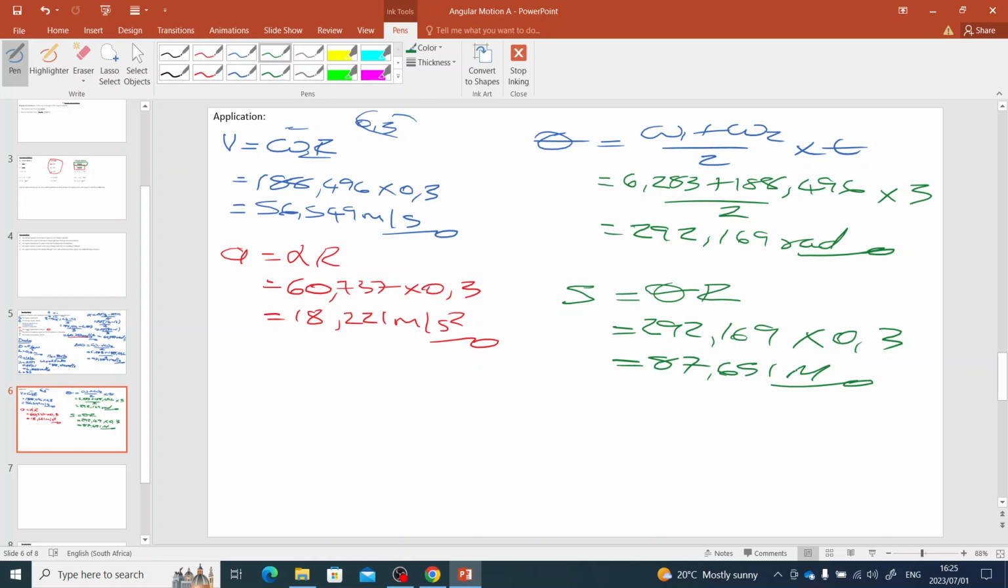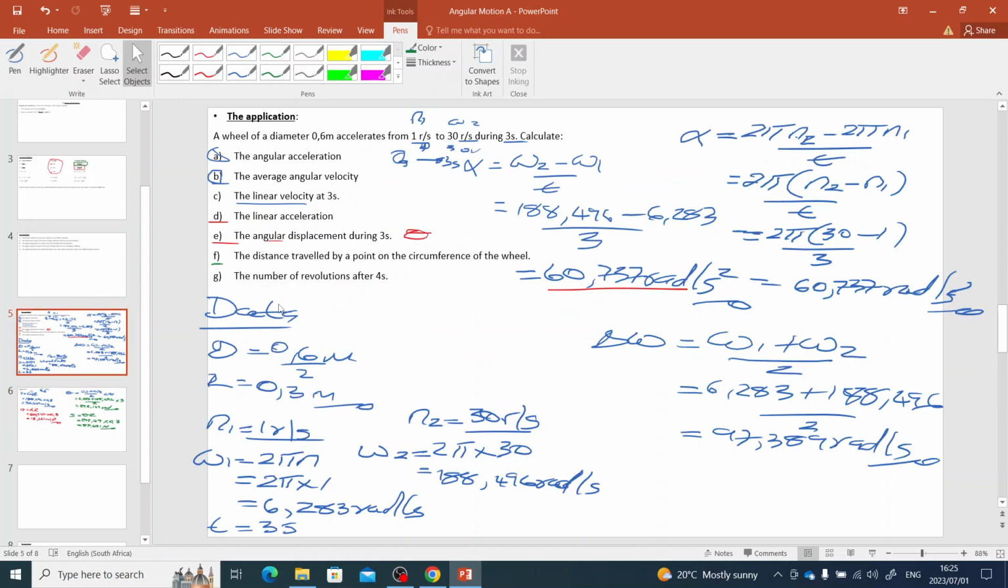This is how you tackle these questions. You can tell that these questions are easy, good people, when you know the formulas and the SI units, so as to use the right elements in the right formula, then you are okay. Now the last one, they want us to calculate the number of revolutions after 4 seconds.